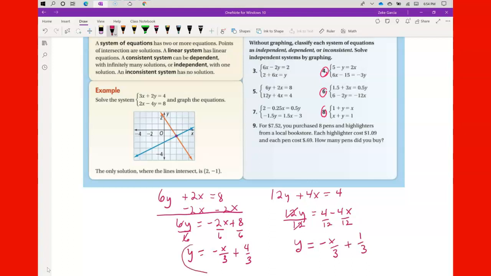Now, what do you notice about the two equations? Yes, they have the same slope. So what does that mean? That the two lines are parallel and they won't intersect. So let's go ahead and check with Desmos.